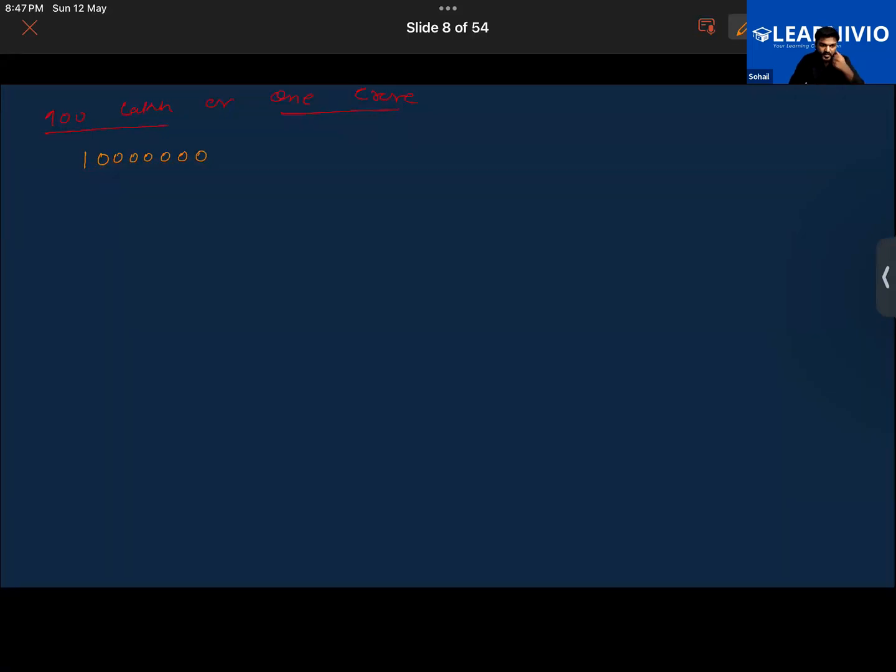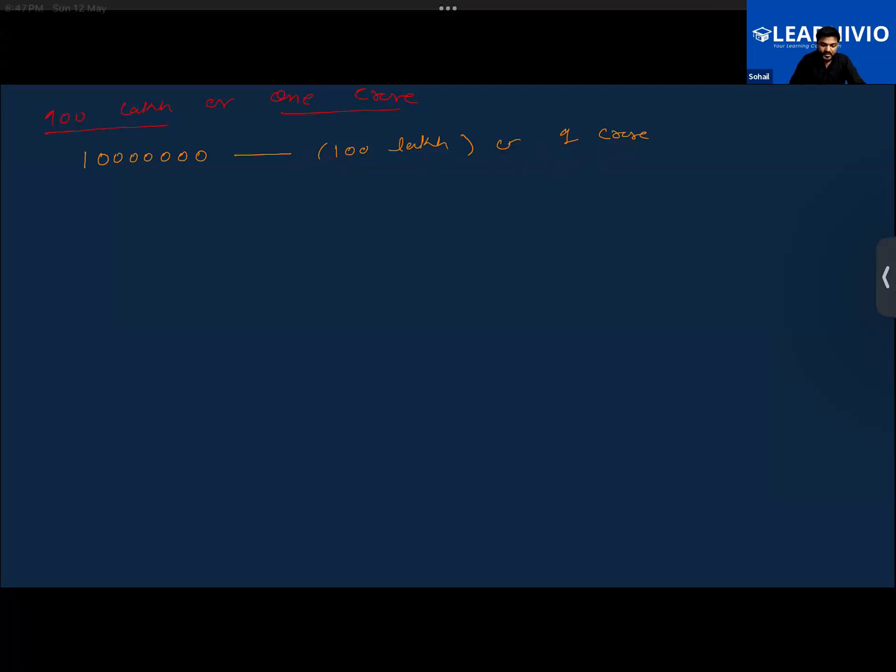That is 1 crore. So we either read this as 100 lakh, or we read this as 1 crore, depending upon the numeral system which we use. If we read this in the Indian numeral system, you'd be studying it as 1 crore. Okay? In the international numeral system, you'd be studying this as 100 lakh. So we have concluded here that 100 lakh is simply 1 crore.